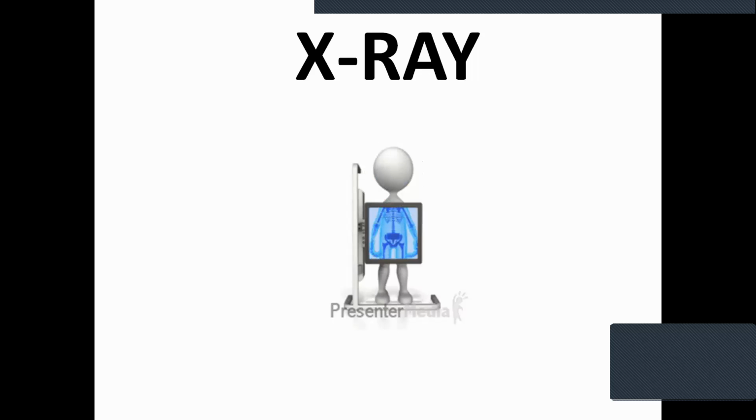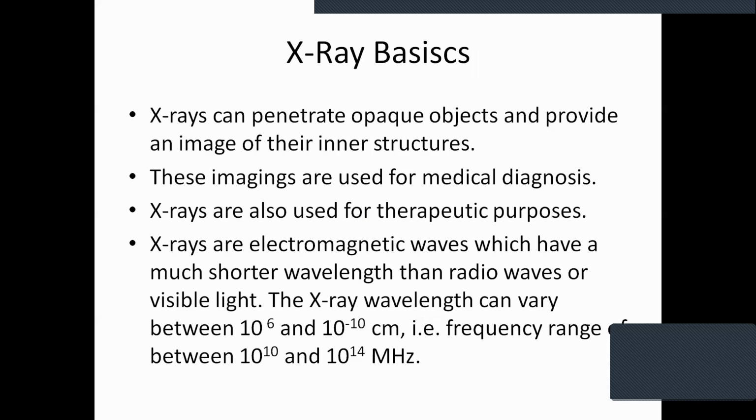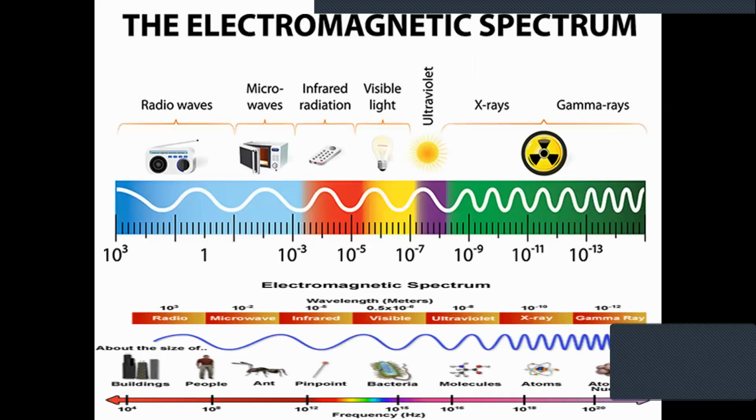X-ray equipment is a major part of medical instrumentation. So the basic definition for X-ray has an X-ray spectrum. This is the basic electromagnetic spectrum, with various applications: radio waves, microwaves, infrared, visible light, ultraviolet, X-rays, and gamma rays.